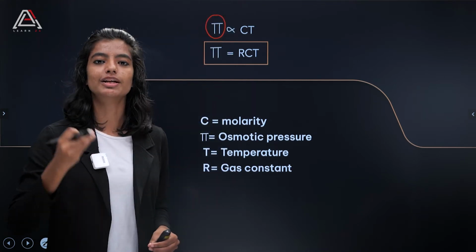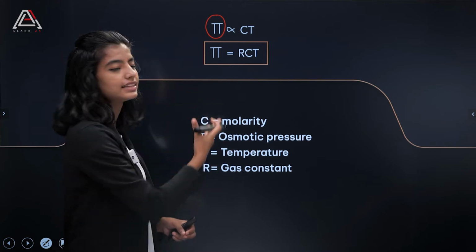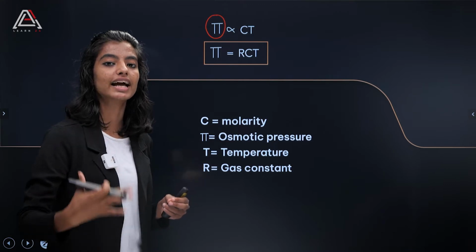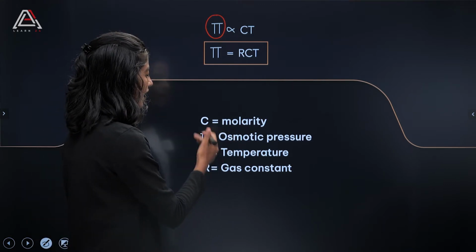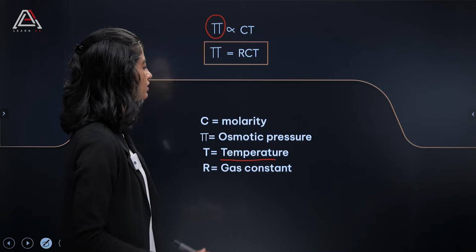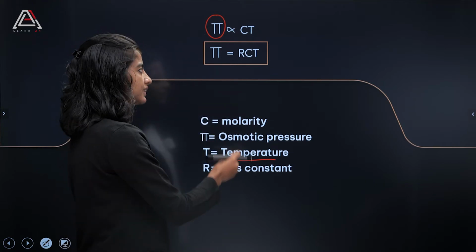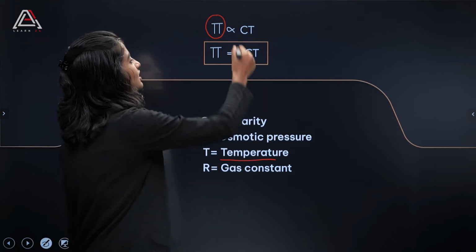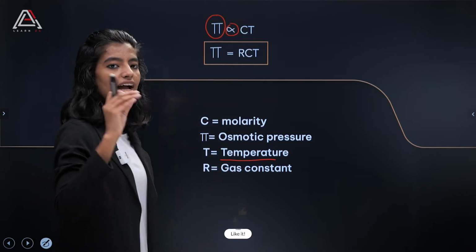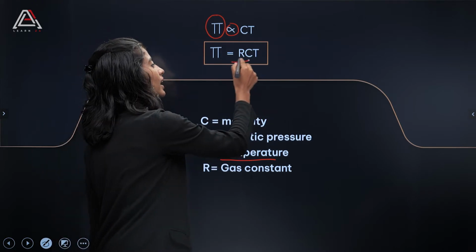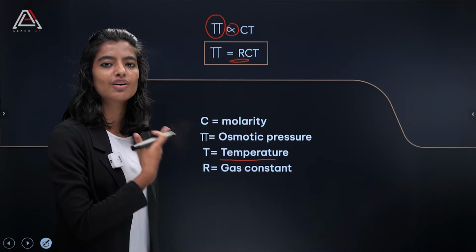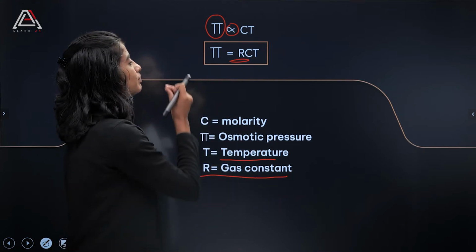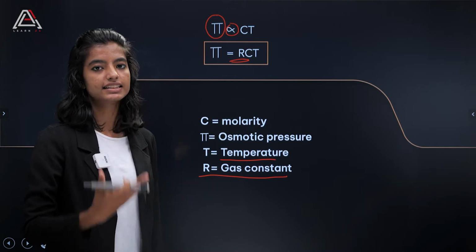Pi is the osmotic pressure, and this pi is directly proportional to C and T. C is the molarity and T is the temperature. So the osmotic pressure is directly proportional to molarity and temperature. In order to remove this proportionality sign, I have added a constant called R. You all are familiar with this constant, right? It's a gas constant. That pi is equal to RCT.